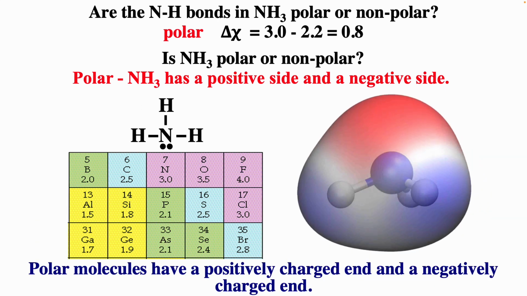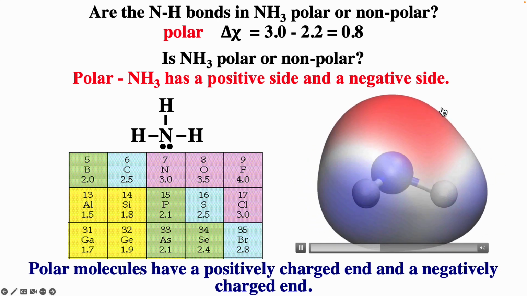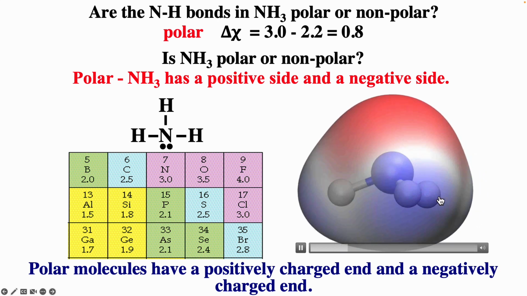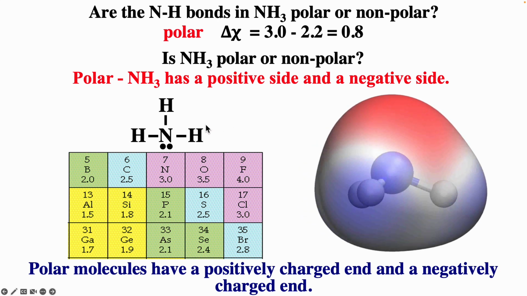This is a decent depiction of what an ammonia molecule looks like. Again, the surface is one value of electron density. The red corresponds to a partial negative charge, the blue a partial positive. The bulge on top corresponds to that lone pair of electrons.